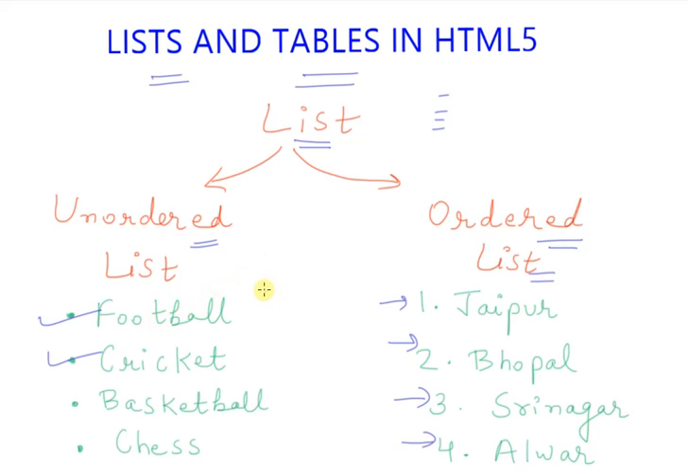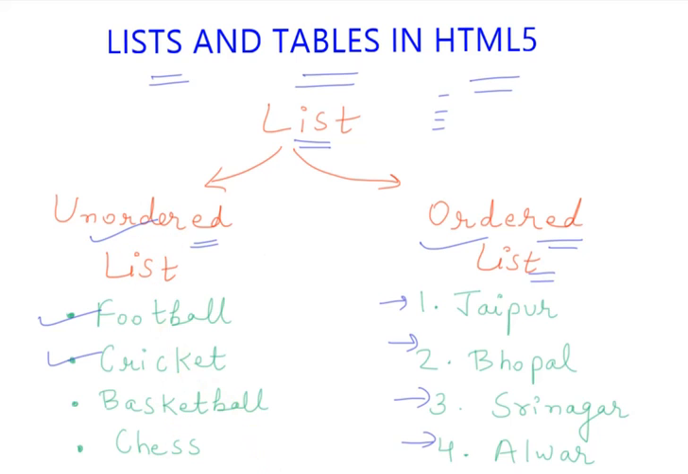So we will learn how to create a list in HTML5. So सबसे पहले अब हम unordered list बनाएंगे, उसके बाद हम ordered list बनाएंगे. So let's start with the unordered list. Here first of all we will enter these four items in the unordered list.